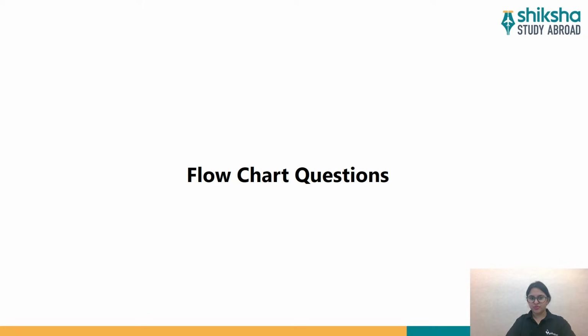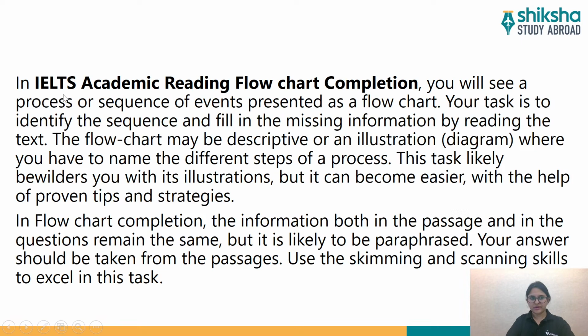Lastly, we come to flowchart questions. Let's read about it a little bit. In IELTS academic reading flowchart completion, you will see a process or sequence of events presented as a flowchart. Your task is to identify the sequence and fill in the missing information by reading the text. The flowchart may be descriptive or an illustration, for example, a diagram, where you have to name the different steps for a process.